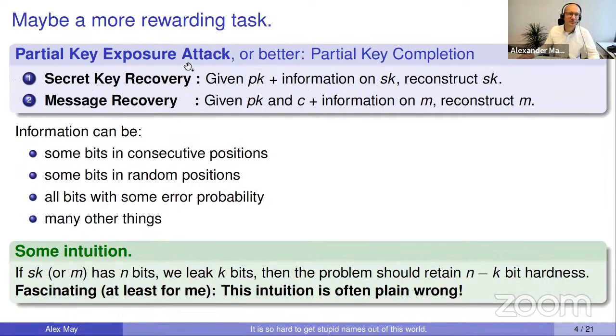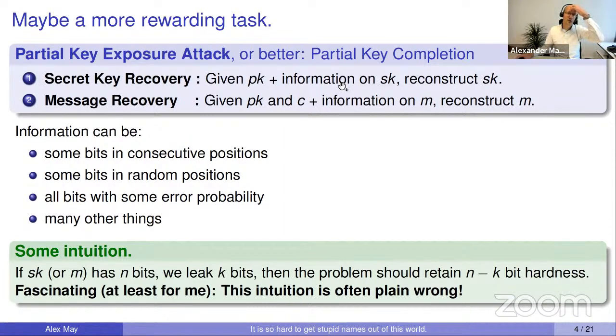So what I mean by partial key exposure attacks is, very informally, again, our job is secret key recovery: we are given the public key and some information on the secret key, and we recover the secret key. Or message recovery: given the public key and the ciphertext plus some information on the underlying clear text message, reconstruct this M. And I don't like the name partial key exposure attack so much because it gives you the impression that you are exposing a part of the key, but it's the other way around.